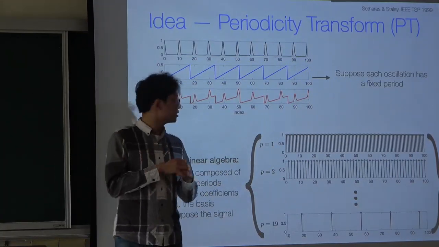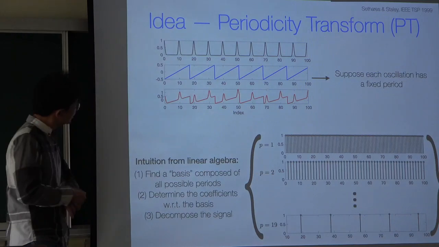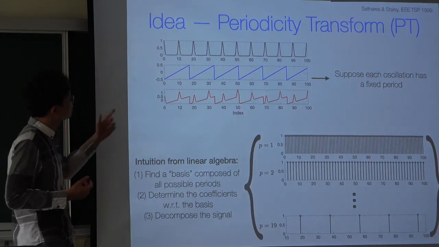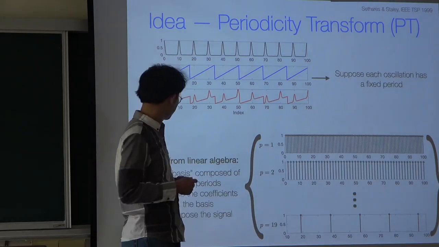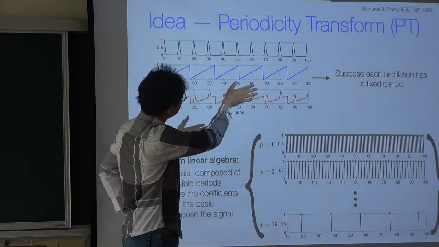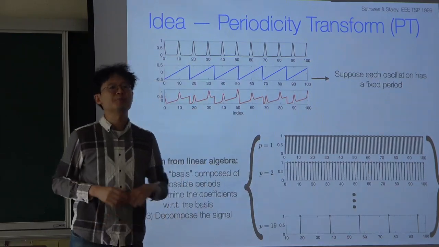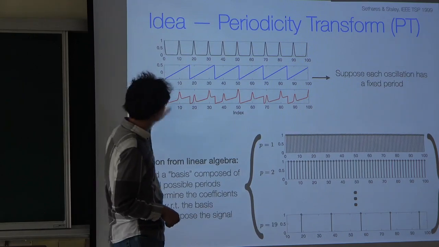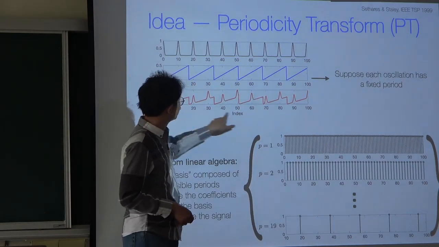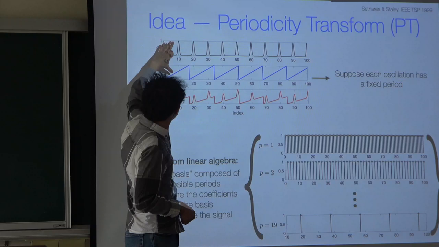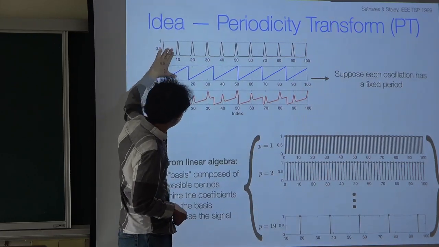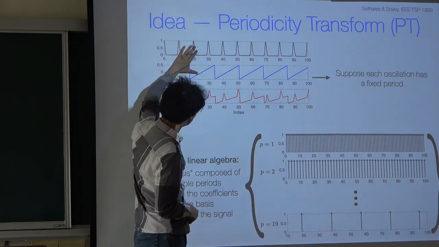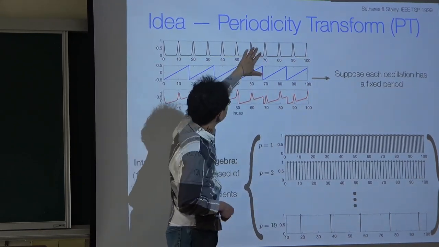So the very basic idea is an idea called periodic transform, or periodicity transform, which was introduced in 1999. I remember it is earlier, but anyway, it was introduced before 2000. The basic idea is, we want to decompose the signal into its constituents. There are two signals, the summation is this one, and how do we decompose them?